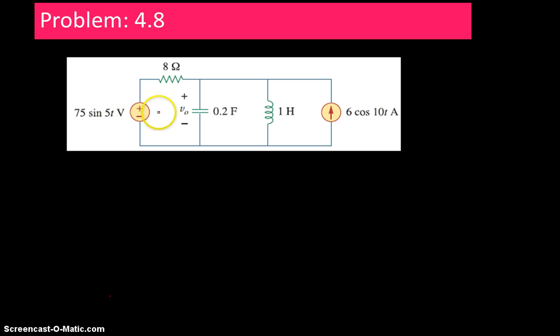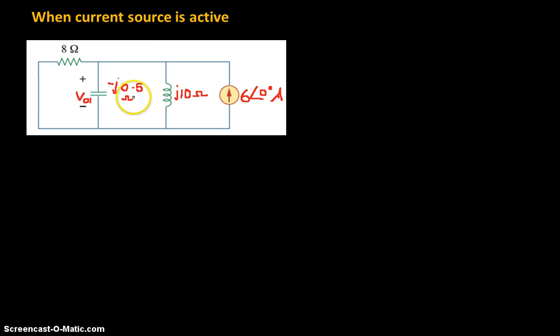And when we look into these two sources, the frequency is different, which is applicable for the superposition theorem. According to the superposition theorem, only one source can be active at a time. So we'll make the current source active and cancel the voltage source. The voltage source can be cancelled by short circuiting it. So when we short circuit it, this is our circuit diagram.